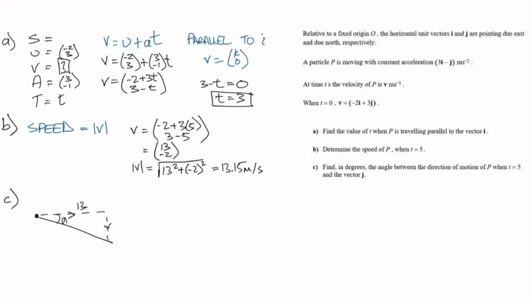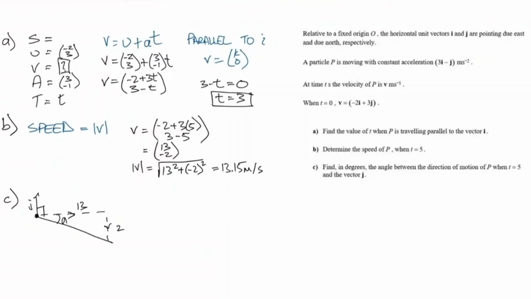I'm going to label this, and the internal angle here is alpha, and here's the vector j, the unit vector j. We need to find the angle in between the two of them. Looking at this, if I can find alpha, I need to do 90 plus alpha, and that gives me the angle in between these two. So let's start with finding alpha.